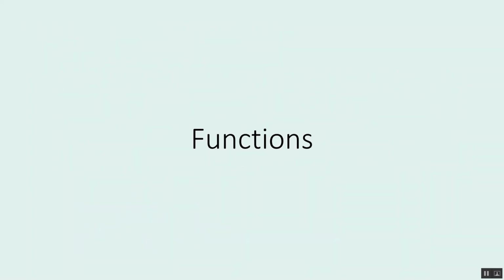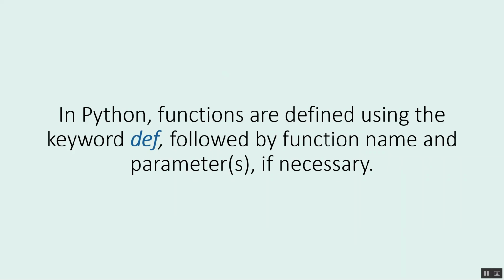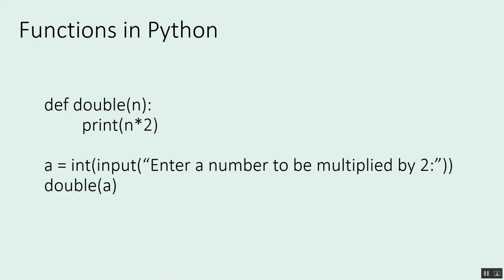Functions. In Python, functions are defined using the keyword def. So it's like defining a function, followed by the function name and parameters if necessary. For example, we have a function that doubles the number. So let's try it.